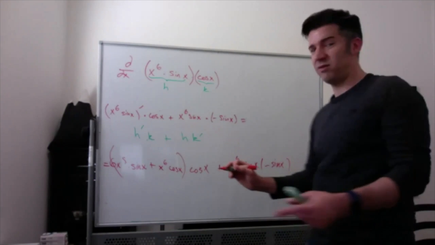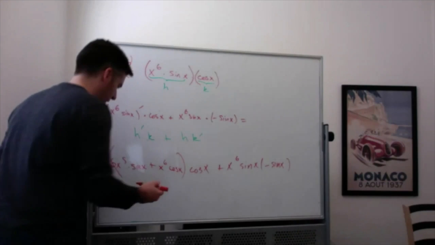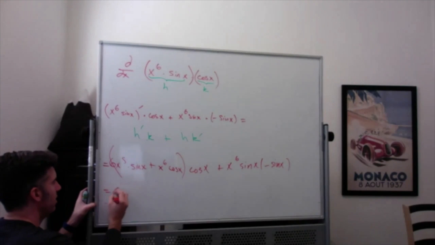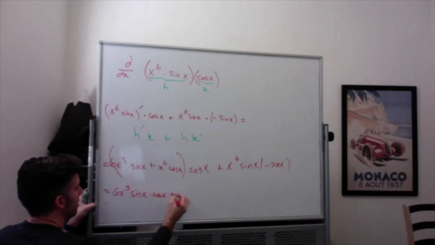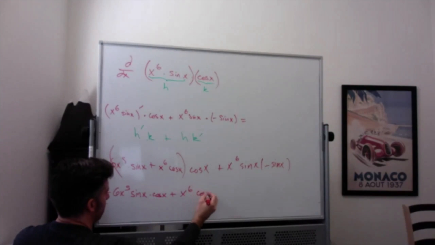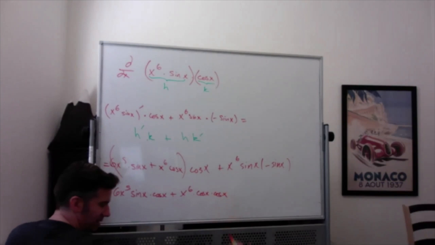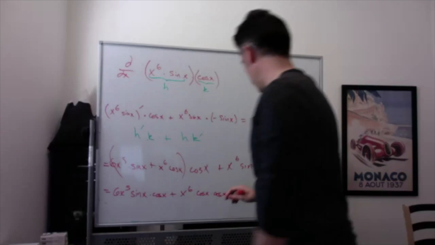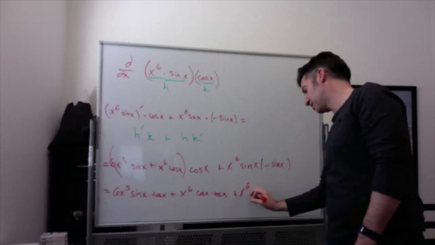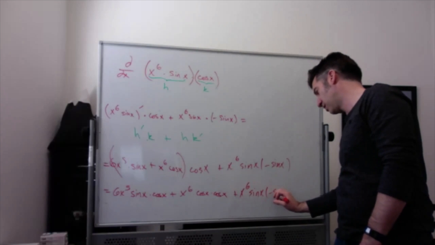And hold on, I do have something kind of worthwhile. I know I'm over time. Let me just multiply this out and then I'll say it. So 6x to the fifth sine of x times cosine of x plus x to the sixth times cosine of x times cosine of x. Yes, you can write that as cosine squared. I'm not going to write this down. Plus x to the sixth times sine of x times the negative sine of x.